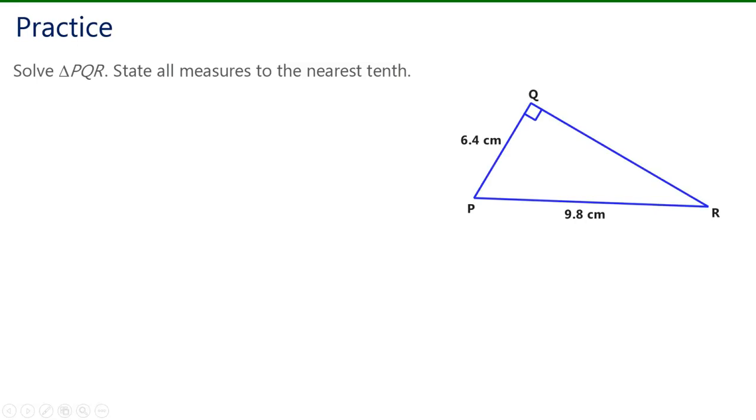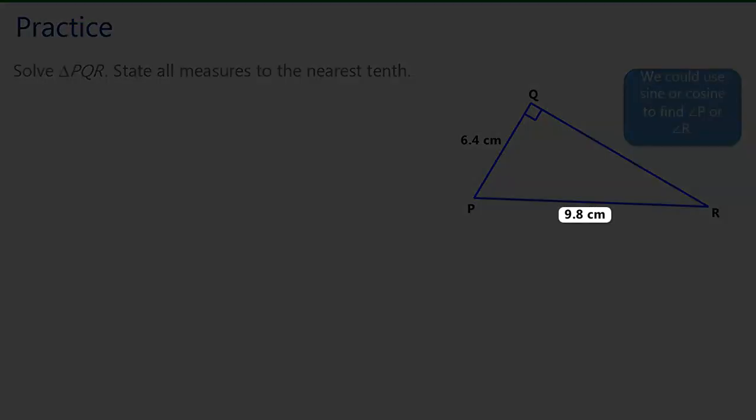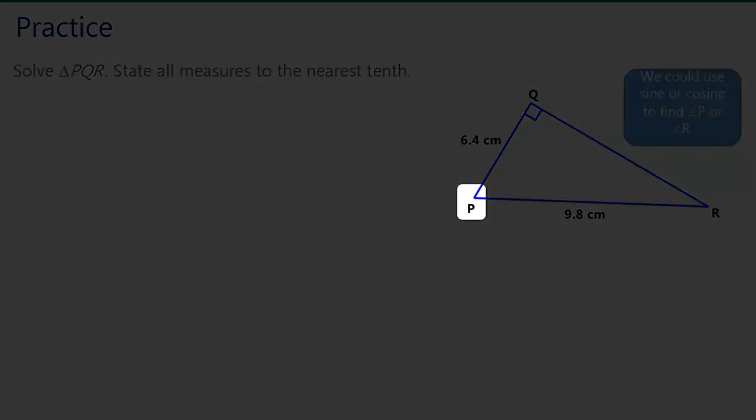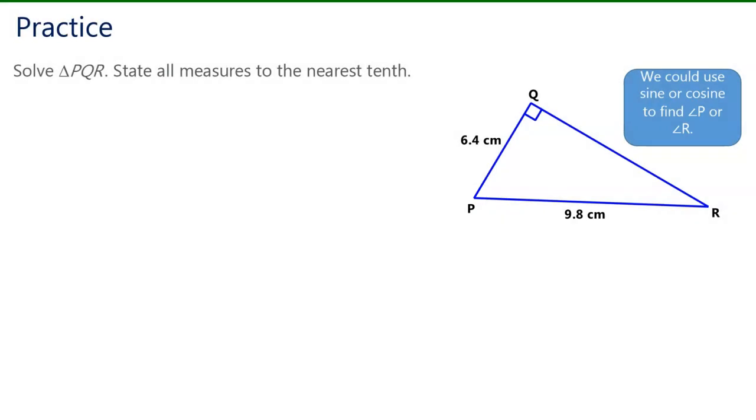Here's some practice. Solve triangle PQR. State all measures to the nearest tenth. You may wish to hit pause here and try this on your own. Since we have the hypotenuse, we could use sine or cosine to find angle P or angle R. Let's focus on angle P. With respect to angle P, we have the adjacent little r and the hypotenuse q.